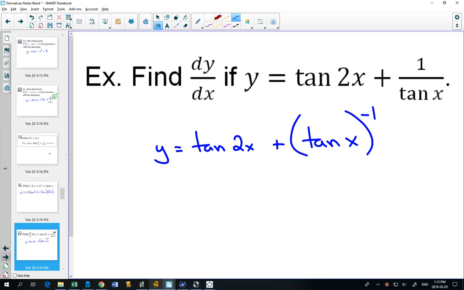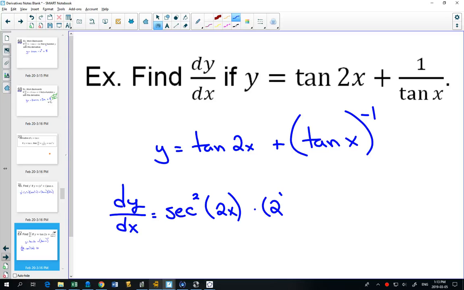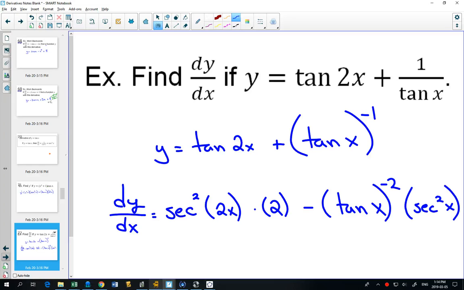So how do we do our chain rule? Take the derivative of our outside function, keep the inside the same. So for tan 2x, the outside function is tan, so the derivative of tan is secant squared. We'd get secant squared 2x multiplied by the derivative of the inside function, which is 2. Same thing with the second one. We'd bring the negative 1 out in front, which will just make a negative sign. Keep the inside the same. Subtract 1 from the exponent, multiply by the derivative of the inside function.